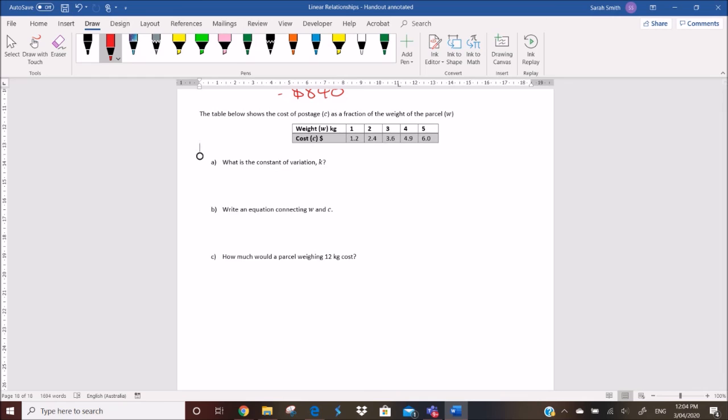Our second example here, our table shows the cost of postage as a fraction of the weight of the parcel. So to find the constant of variation K, we have C equals KW. We can pick any point, so I'm going to just pick this point here. So our cost is $1.20. We've got K times 1. So our K is just going to equal $1.20. So writing the equation, we're going to have C equals 1.2W. So if we wanted to find out how much a parcel weighing 12 kilograms would cost, we'd have C equals 1.2 times 12, which equals $14.40.